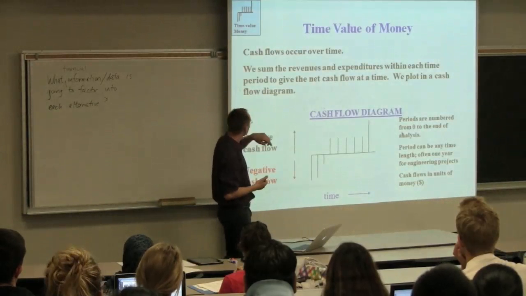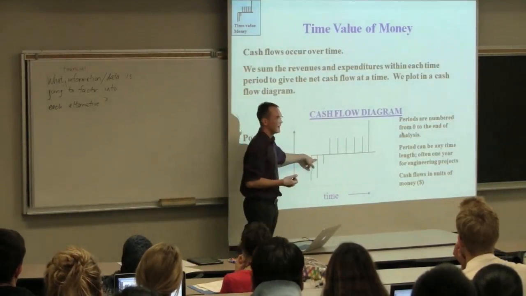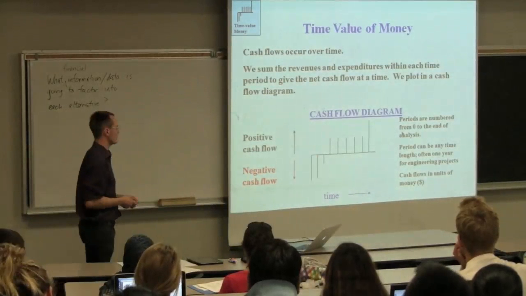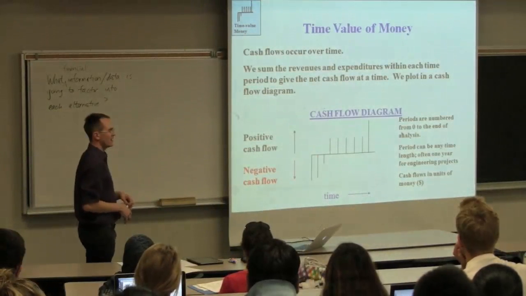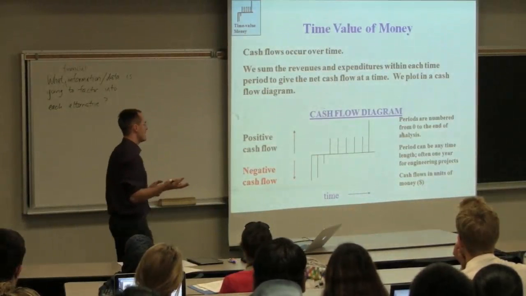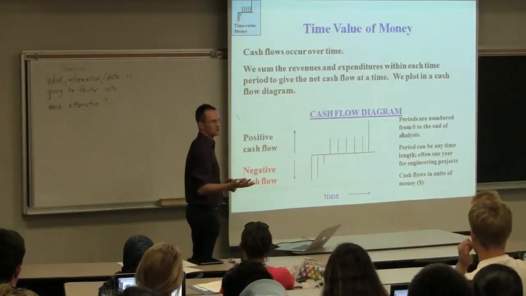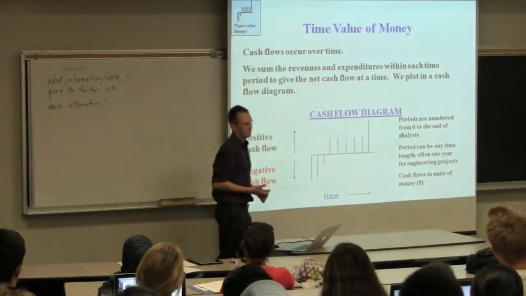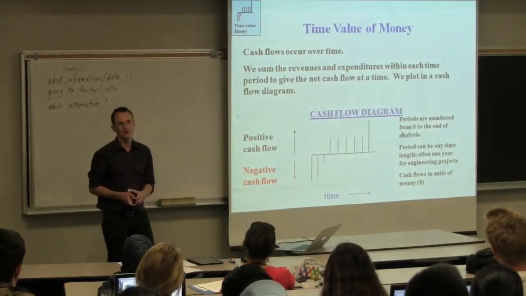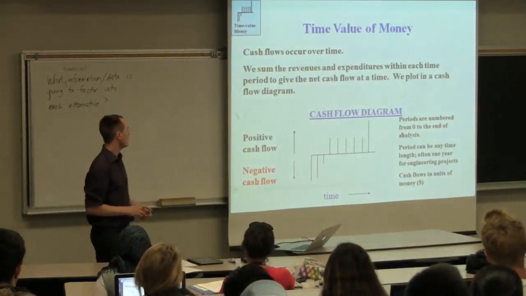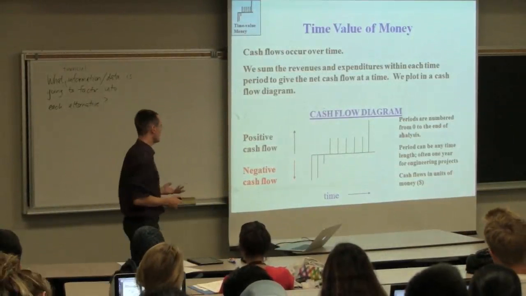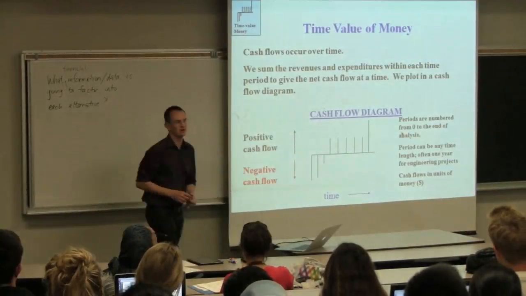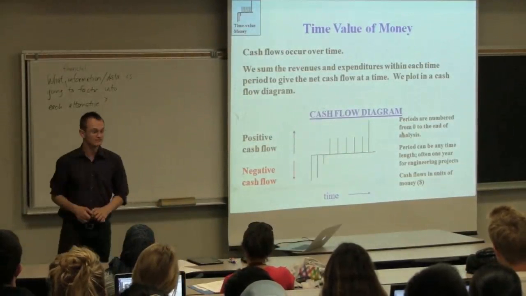What you'll do is you'll sum your money in and your money out, and the net result of that you plot on this diagram. So if you had more money come in than out, you're left with some positive cash flow, leftover money. You're going to have a stick pointing upwards in proportion to the amount of money that you have. If you spend more than you earn, then it's a negative cash flow and it will point down. And again, the length of that is in proportion to the amount that you have.